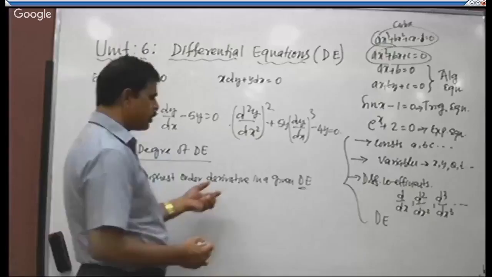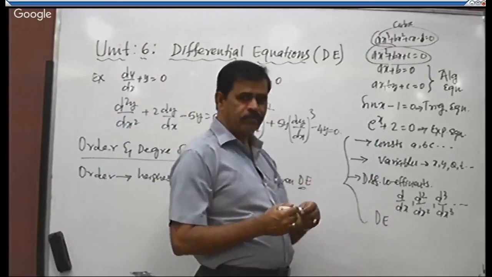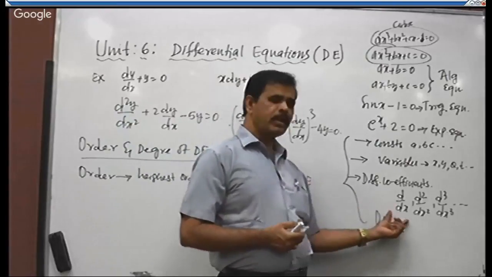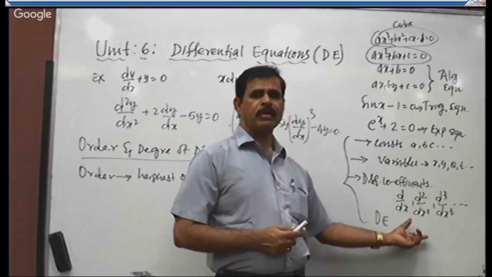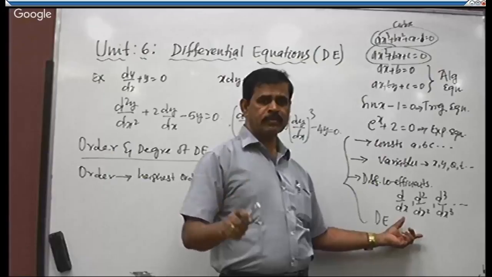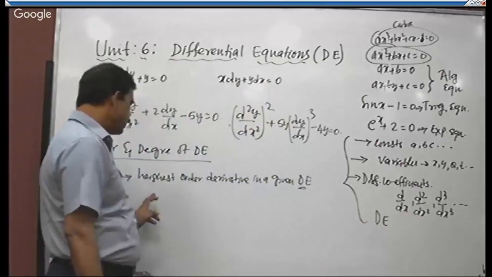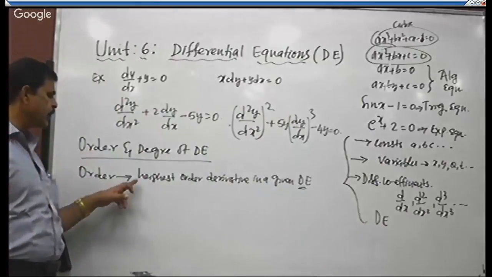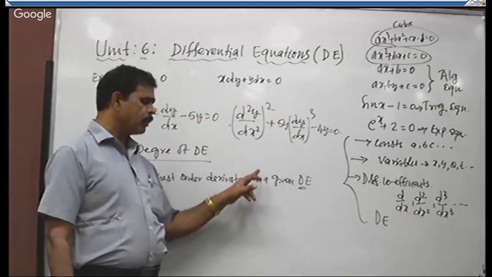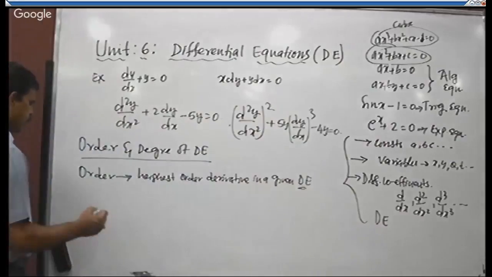Order means what? dy by dx. If the equation has only dy by dx, say its order is what? First order, say order is 1. If the equation has dy by dx as well as d square y by dx square, what is its order? The highest derivative is what? d square y by dx square. So its order is 2. Like that, we define order of a differential equation as the highest order derivative given in the differential equation.